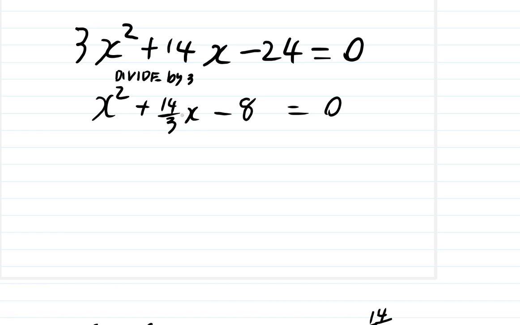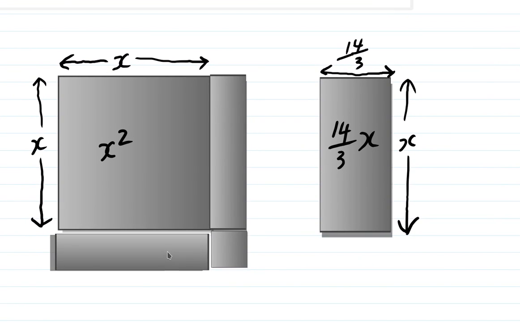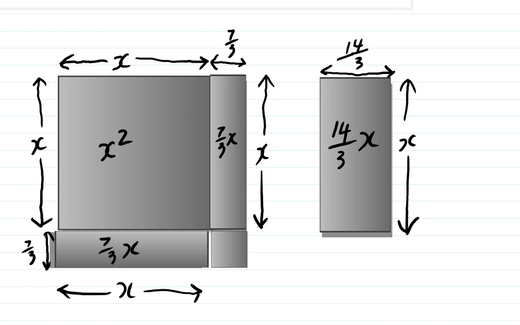All right. Now, the thing is this. I told you before that this rectangle and this rectangle, they consist of this rectangle cut down the middle, halfway. If we do that, then we have half of 14 over 3, which is 7 over 3, 7 thirds. So the width of this rectangle, half of this one over here, is 7 thirds. And the height of this rectangle is also 7 thirds. The area of this rectangle is 7 thirds times x, because x is the height of this rectangle and x is the width of this rectangle. So this is also 7 thirds x. Okay?